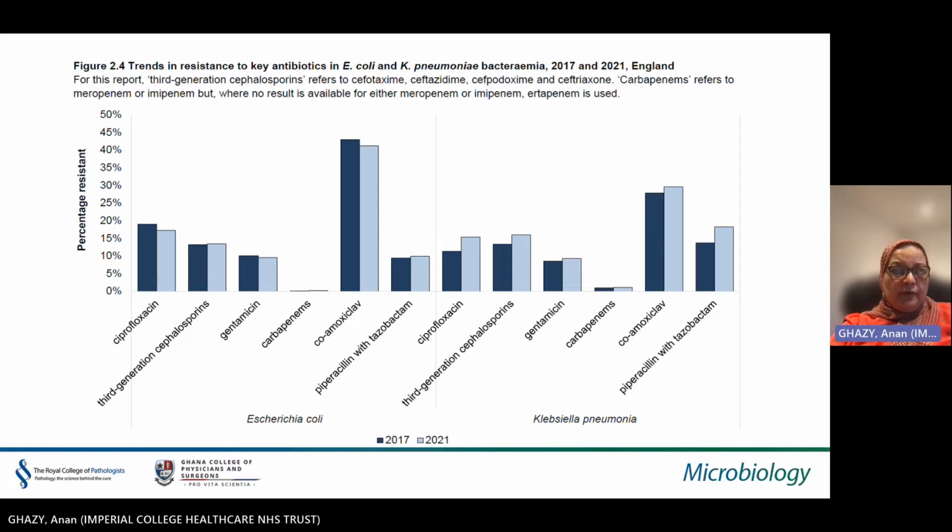So, for example, for co-amoxiclav, we can see that this is very high in E. coli, while it is less in Klebsiella pneumoniae, but still both of them are highly resistant to co-amoxiclav, followed by piperacillin-tazobactam, where we can see that in Klebsiella pneumoniae, there is an increased resistance rate in 2021 in comparison with 2017. And for third generation cephalosporin, there is also a marked increase in resistance rate. While in E. coli, the main resistance rate is towards co-amoxiclav and ciprofloxacin.